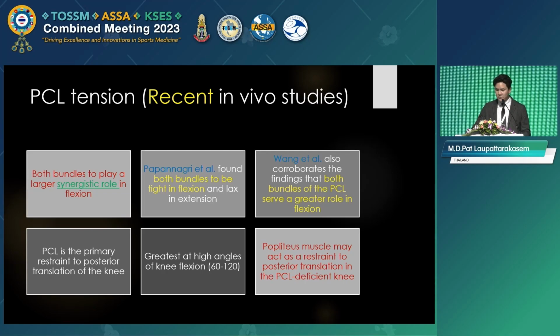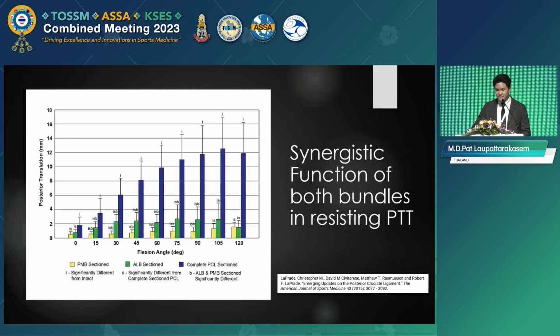Similarly, Wang et al. also corroborated the finding that both bundles serve a greater role in flexion, supporting that the PCL primarily restrains posterior translation of the knee, especially at high flexion angles, and also found that the popliteus muscle may act as a secondary restraint to posterior translation in the PCL-deficient knee.